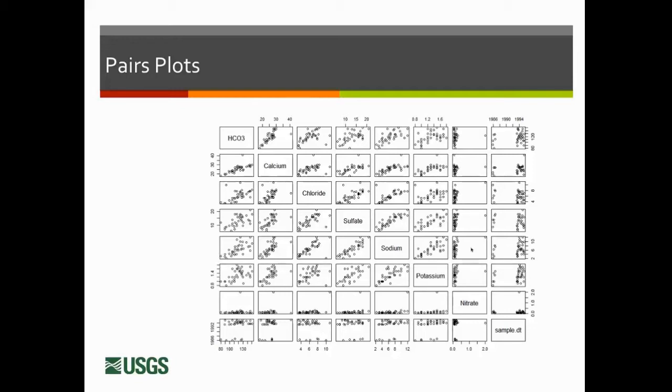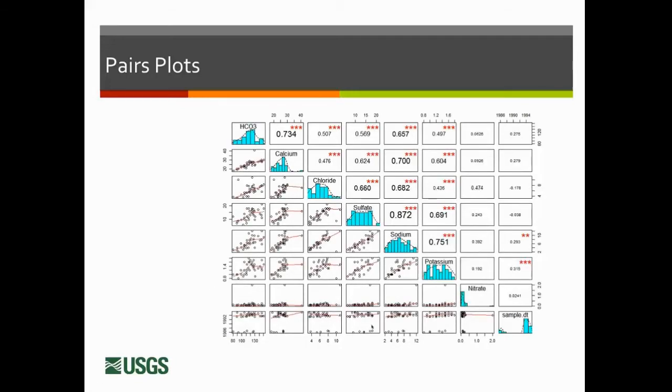Based on a plot I saw in the R graph gallery, which I'll share a link for you later, I modified this significantly to utilize more of this space. And the code for this is in the slide notes. So here again, I have all of our variables along the diagonal. I put a histogram in that box so you can get a sense of the distribution of the data. Some of these look like they're close to normally distributed. If I had a larger sample size, chloride and sulfate would probably be pretty well normally distributed.